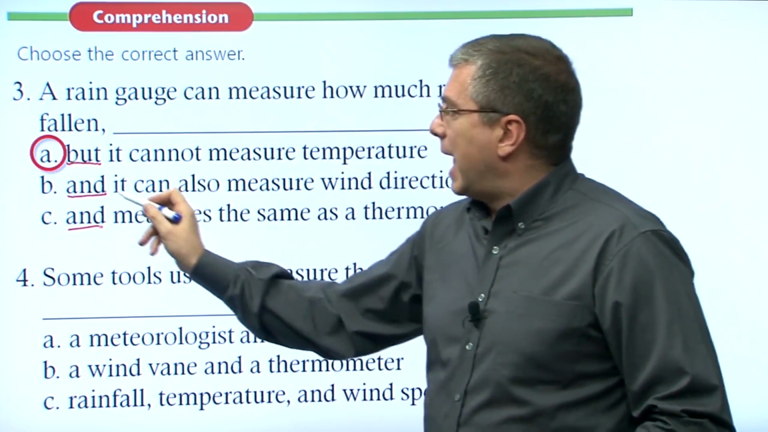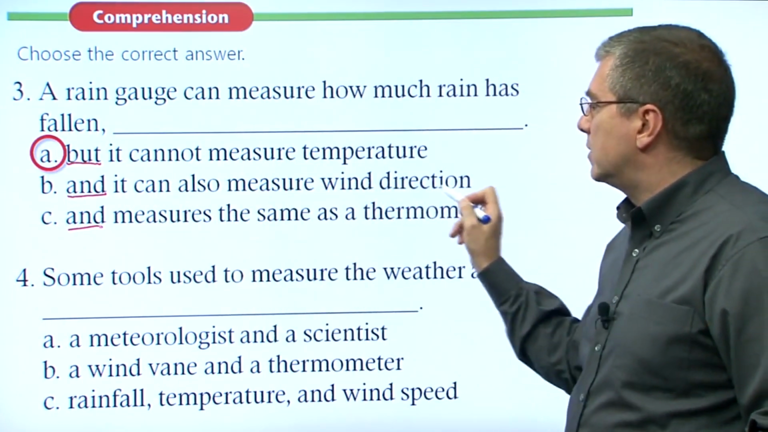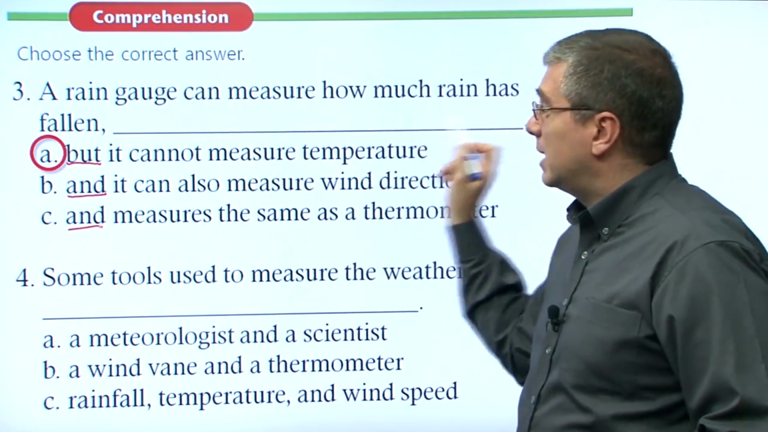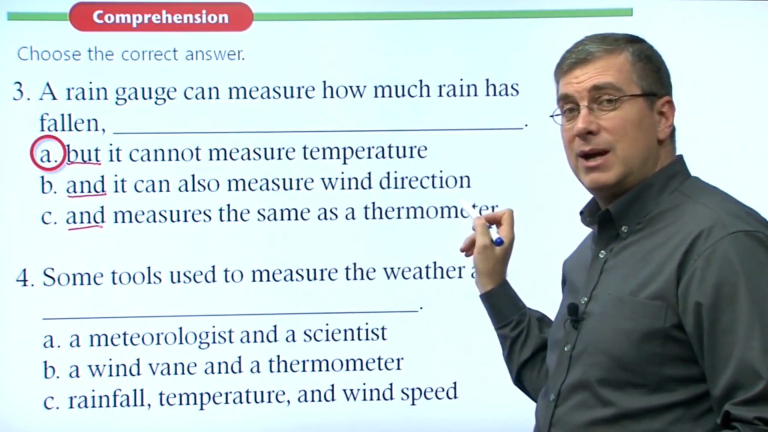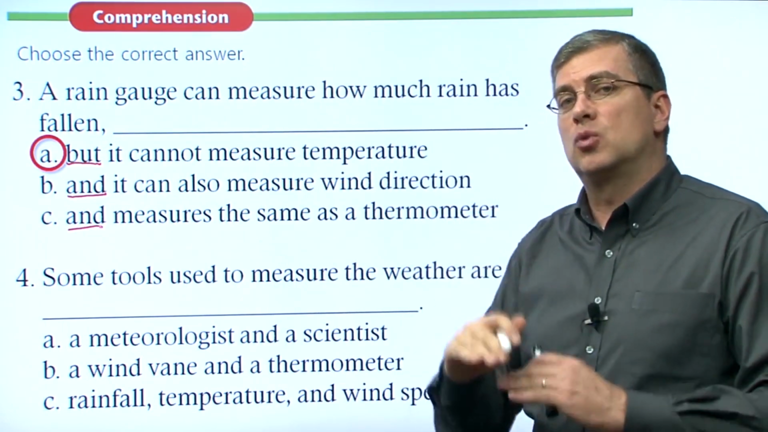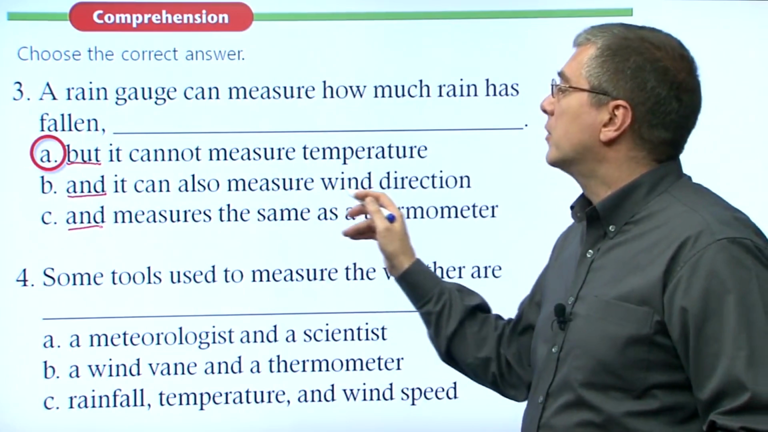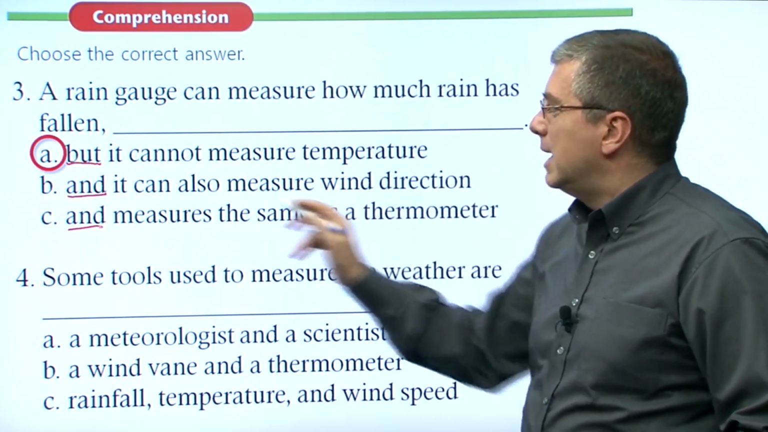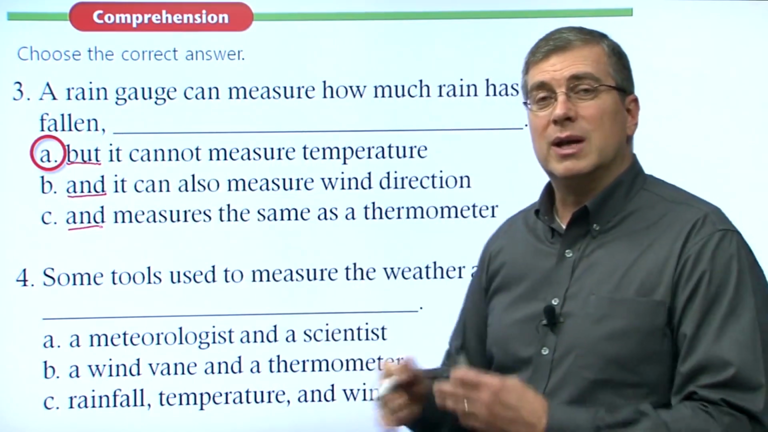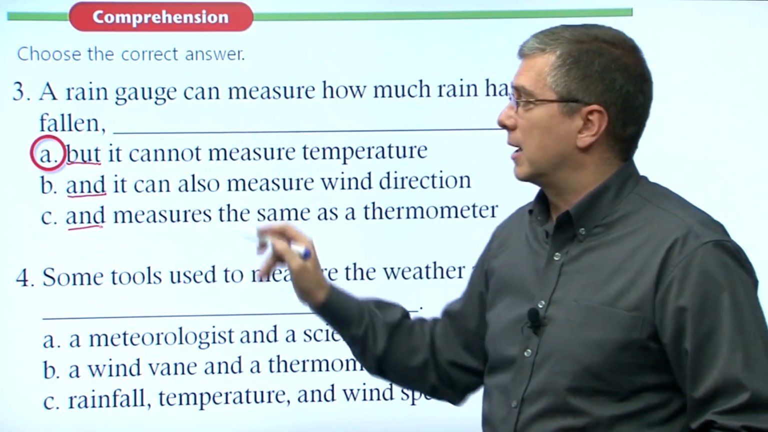What about B? And it can also measure wind direction. So it can measure how much rain has fallen and also wind direction? No. A rain gauge is only used for one thing, how much rain has fallen. It can't also measure wind direction, right? And notice it uses and, so that means also, but this one uses but, so it cannot do that. It can only do one thing.